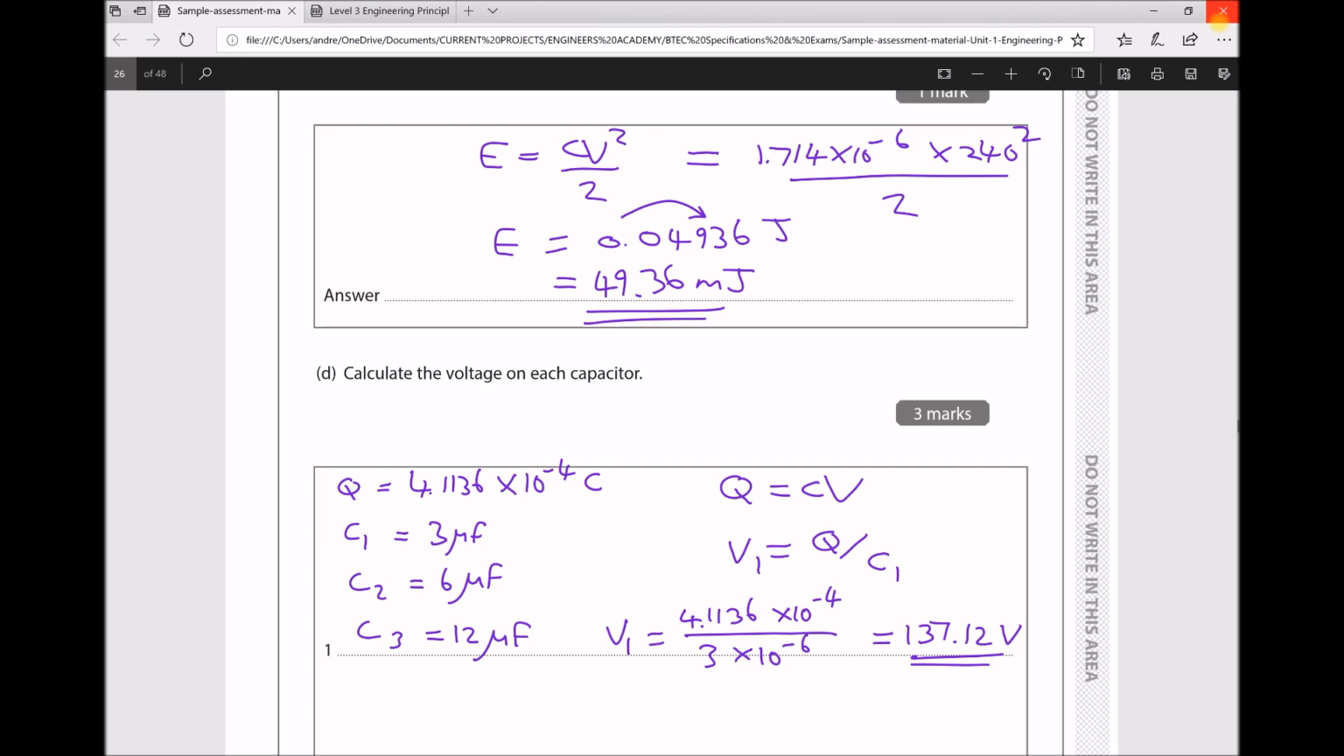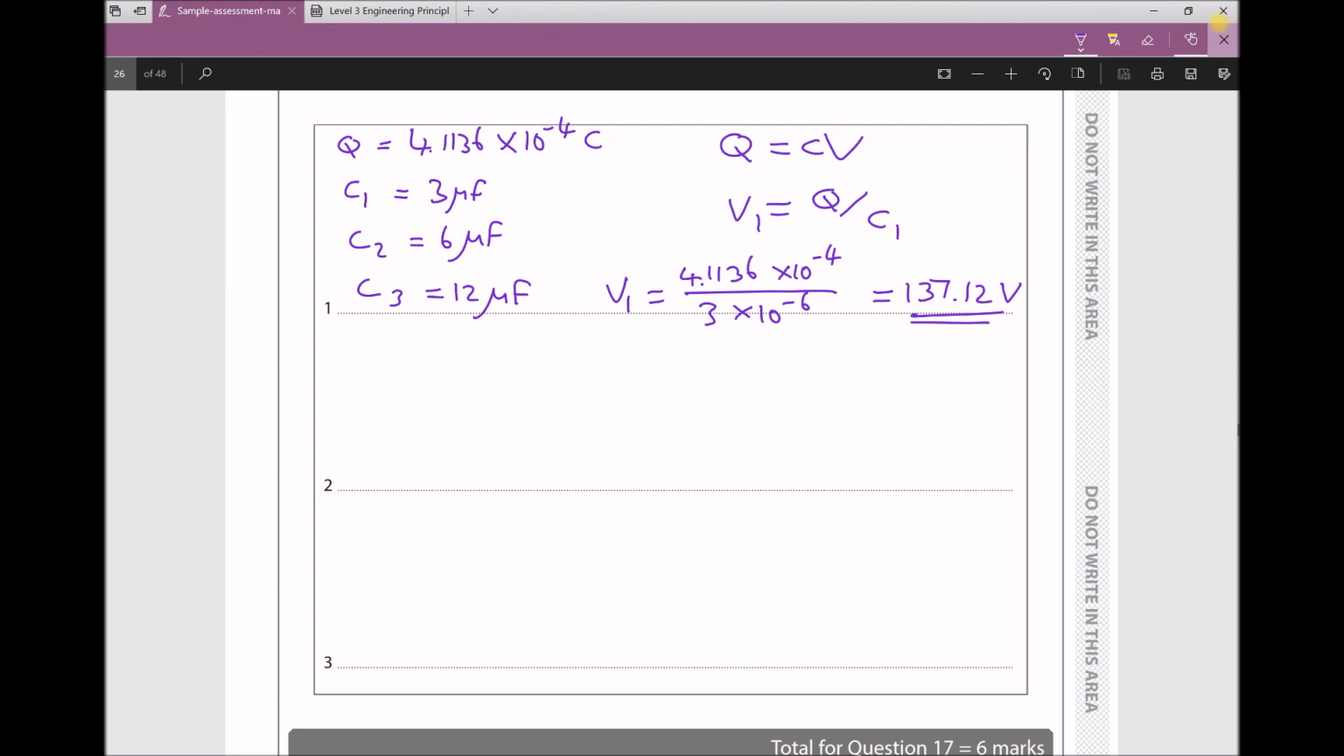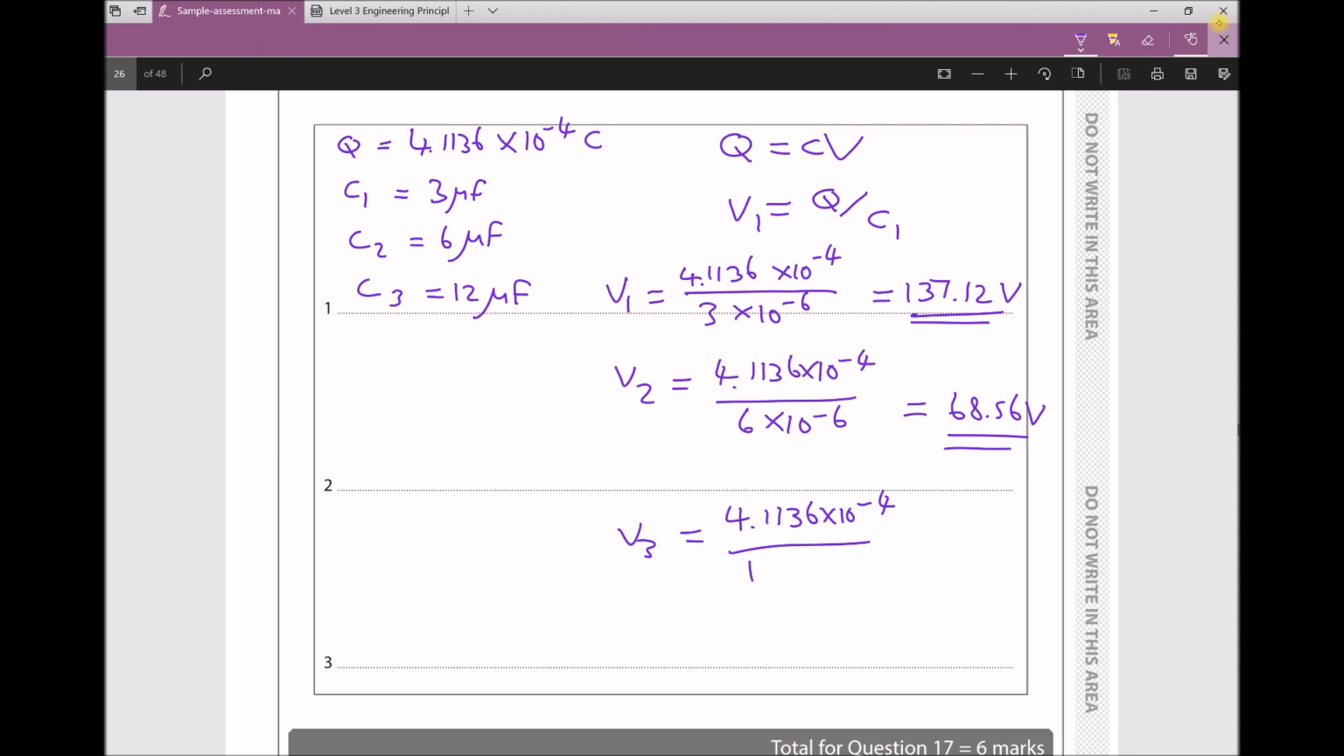Next, let's move on to capacitor 2 and capacitor 3. So capacitor 2, we're trying to find V2. V2 is going to be the charge, which is the same on each of the capacitors. But this time we need to divide it by the capacitance of capacitor 2, which is 6 times 10 to the minus 6, giving us a value of V2 equal to 68.56. And once again, that's volts. Now finally, we can find the voltage drop across capacitor 3, which is the charge which exists on each of the capacitors, divided by the capacitance of capacitor 3, this time 12 times 10 to the minus 6, giving us a voltage of 34.28.